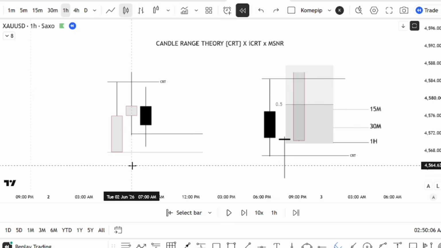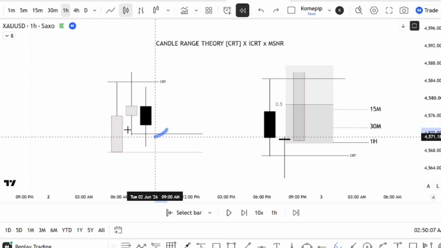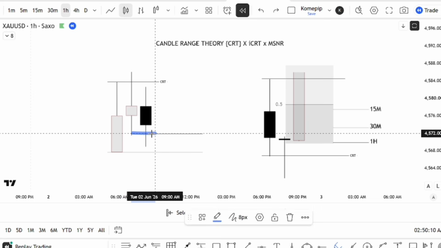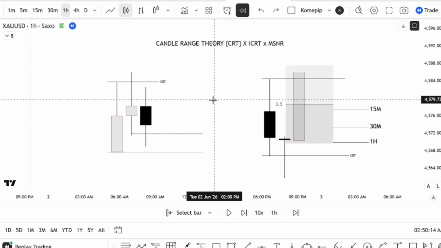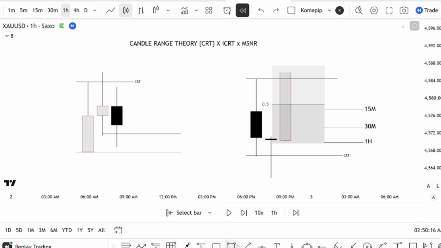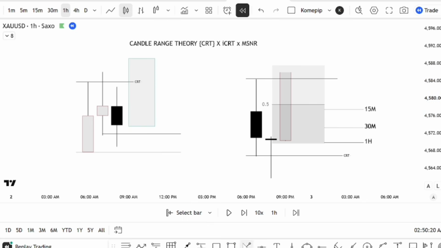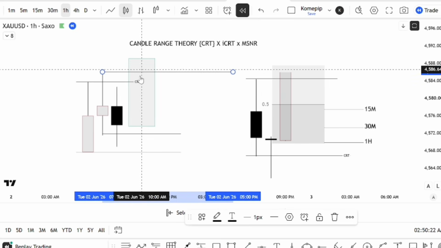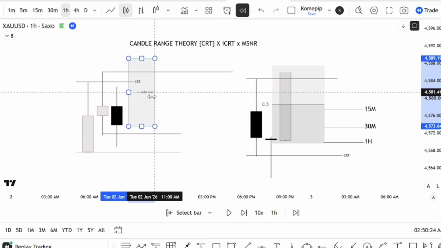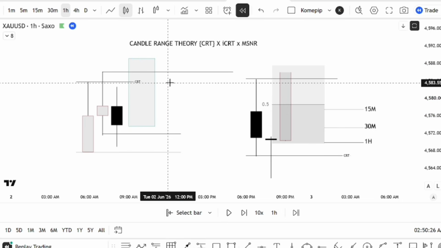All right, so having said this, we want to see a break. Remember, it has to be a break of structure on a lower time frame. Then the next important thing is we'll enter on the Come Pips ICRT. So where's the ICRT? Assuming these are CRT, of course, and price comes straight above that, that becomes the Come Pips ICRT. This is amazing.